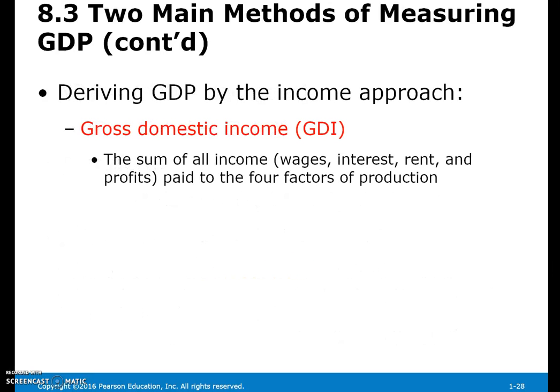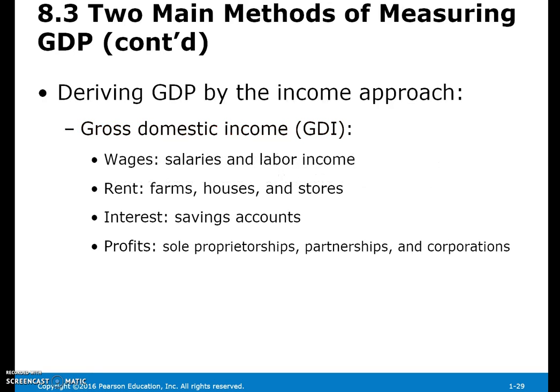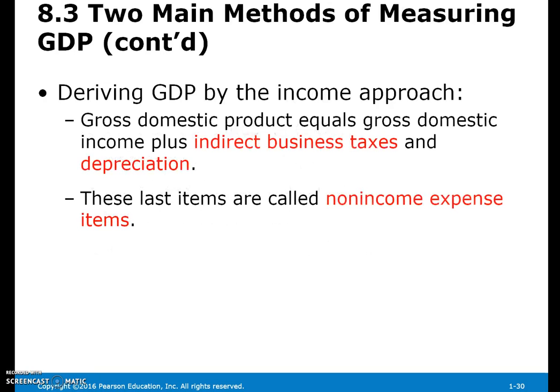And then there's a different way we talked about briefly, the income approach, and we can talk a bit more about it now. Gross domestic income is the sum of all income, wages, interest, rent, and profits paid to the four factors of production. Right, this breaks through these a little bit more, but we've seen this in the past, so nothing new here. And deriving GDP by the income approach.